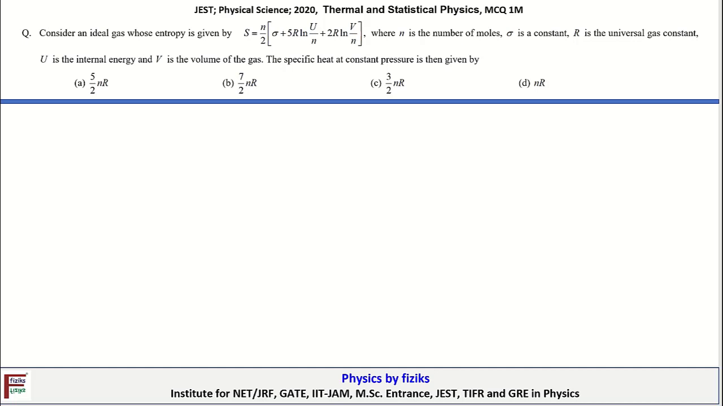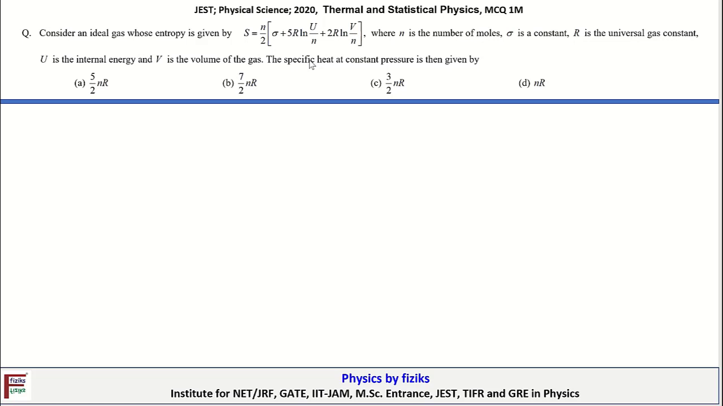So let's continue with the next problem. The statement is: consider an ideal gas whose entropy is given by the expression where N is the number of moles, sigma is the constant, R is the universal gas constant, U is the internal energy, and V is the volume of the gas. The specific heat at constant pressure is given by.